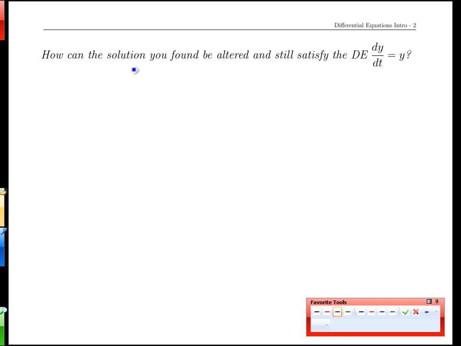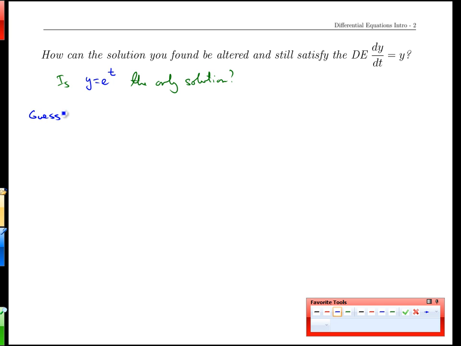Now, one question we might ask is, you might not ask it right away, but it's a question that's going to be important moving forward. Can we modify the solution we just found and still satisfy this equation? In other words, is this the only solution? Well, my answer is going to be no. That's why we're going down this road. But it might not be obvious how to generalize this.